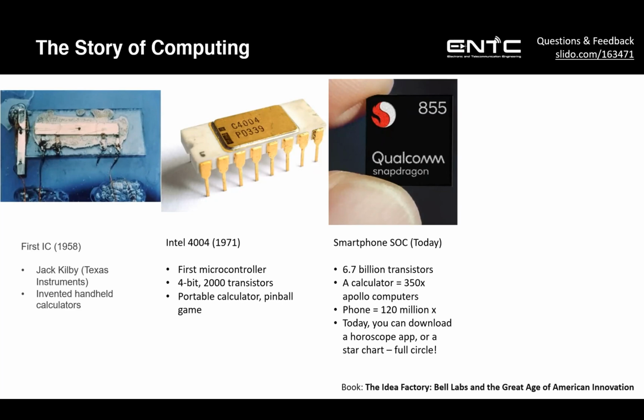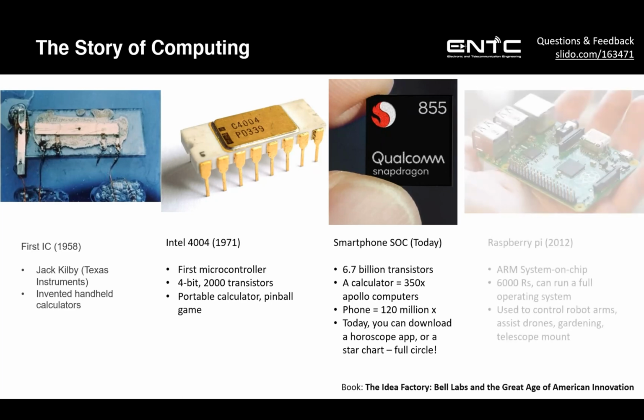Okay, so if you have a phone, you can even download a horoscope app or an astrology app, if you believe in that, and you can have a star chart or something. So then you would have gone a full circle from 2,200 years ago. What the Greeks did, you are doing the same thing today with your modern computers. So we have a full circle.